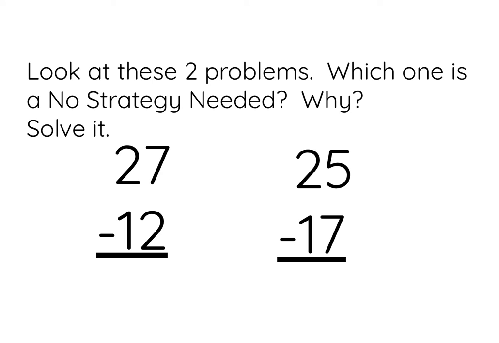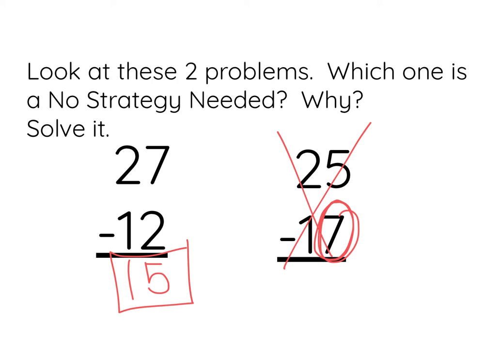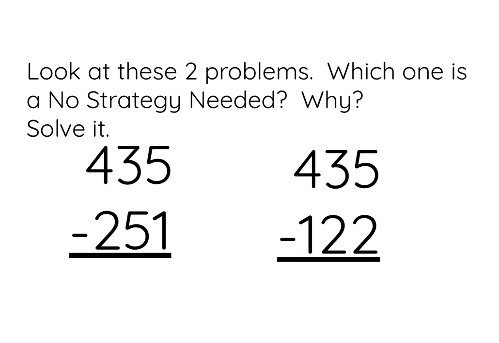27 minus 12 and 25 minus 17. Again, look where the bigger digits are. Notice the 7 is larger and it's on the bottom. We don't have enough to just subtract without using a strategy. This one is easy. It's just 15. Great job. Now look at some 3-digit numbers.